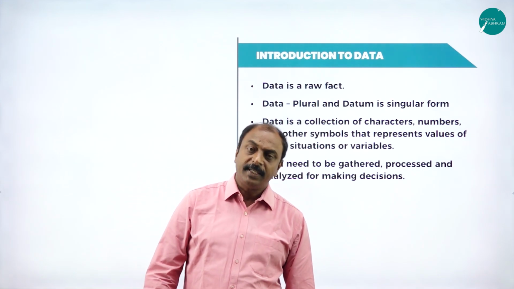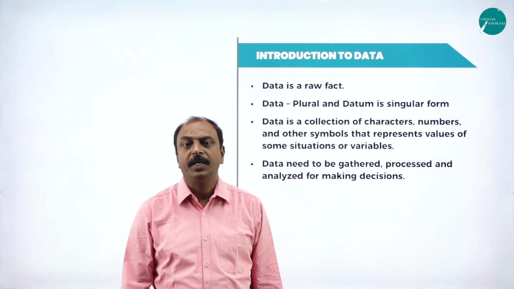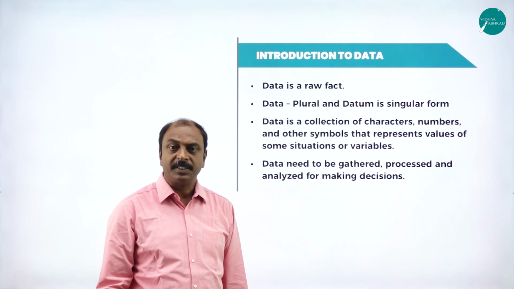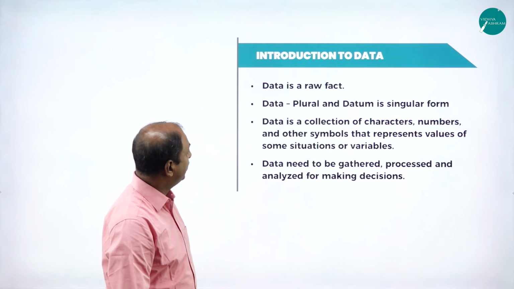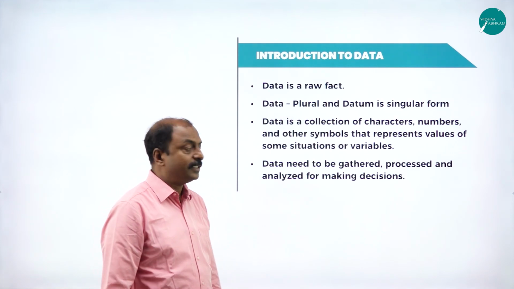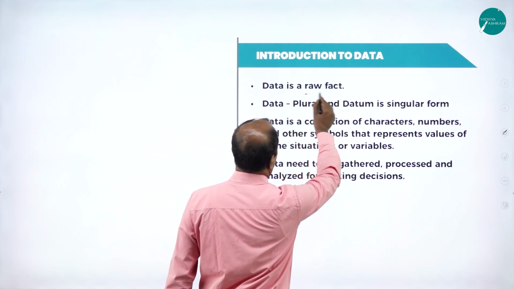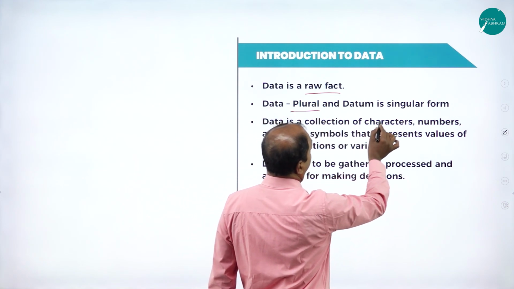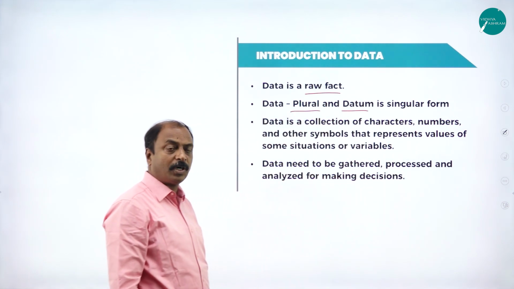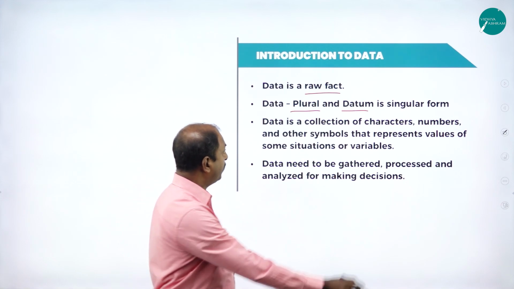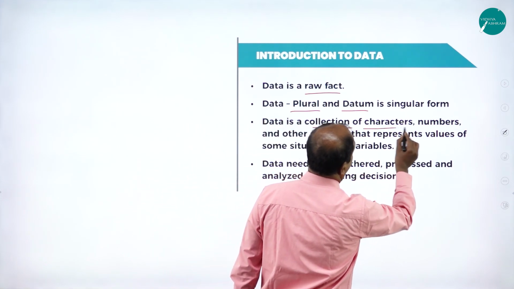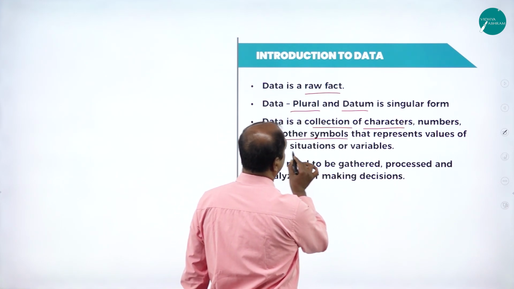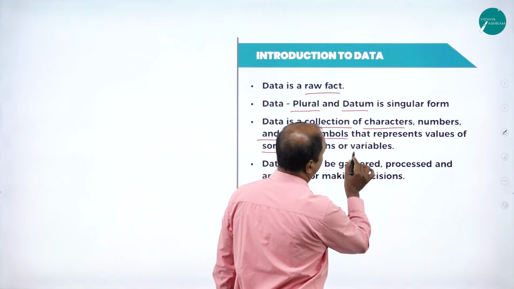As all of you know, a computer is a data processing unit. We have to feed the data, the computer processes it with the help of instructions and the data, and we get the result. That is the data processing cycle. So here data is a raw fact. That is the basic definition. Data is the plural form and datum is the singular form of data. Data is a collection of characters, numbers and other symbols that represent the values of some situations or variables.